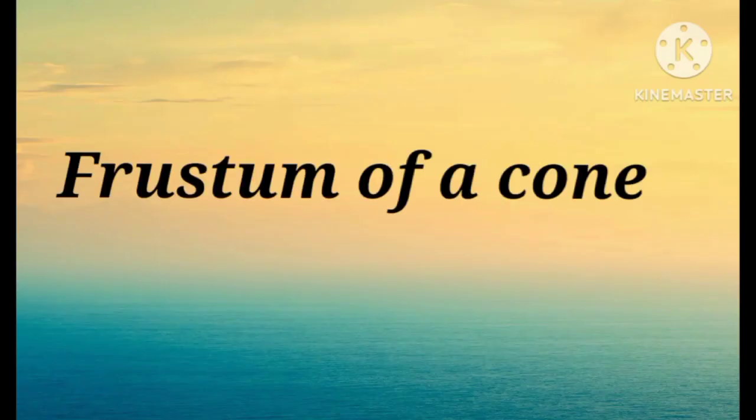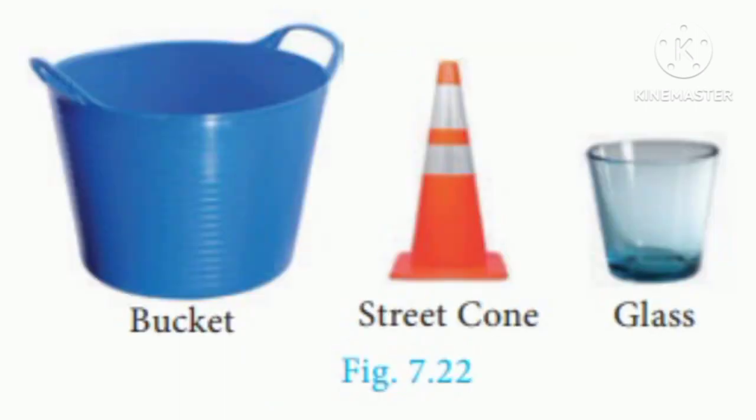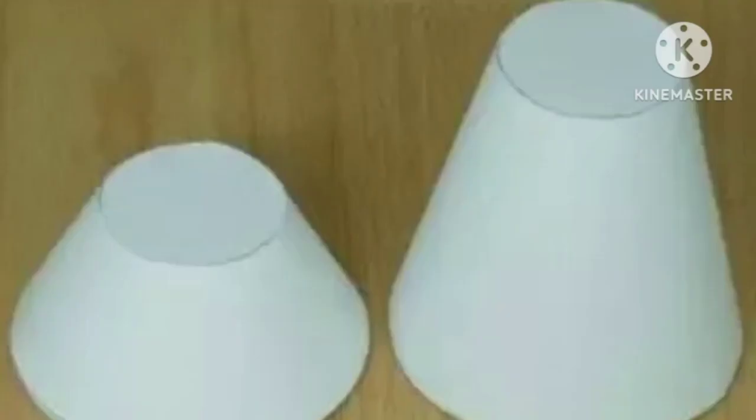On to the next concept, that is frustum of a cone. Can you identify the shape of this bucket? What shape is it? Is it a cylinder? No. Here, three shapes are there. First one is a bucket, we already saw. Next one is a straight cone, and the third one is a glass. What about this? Is it a cylinder? Such shapes are known as a frustum of a cone.